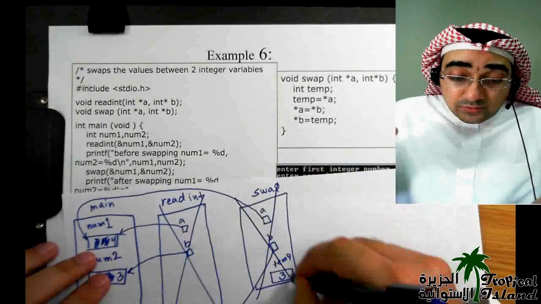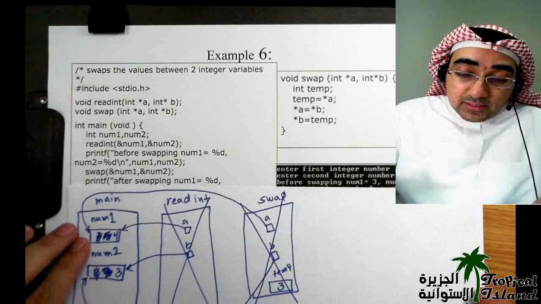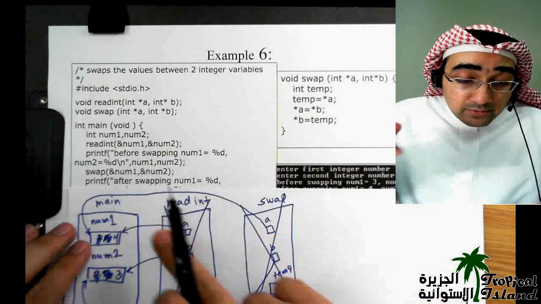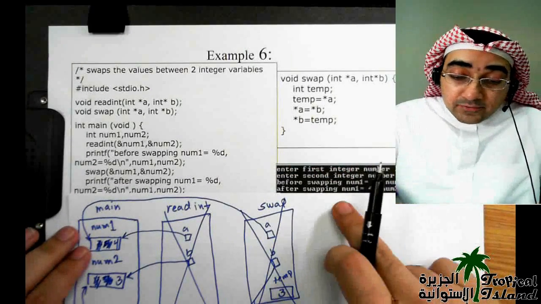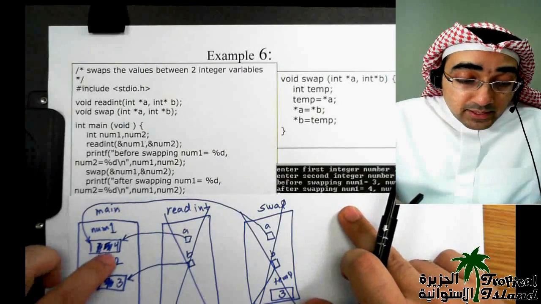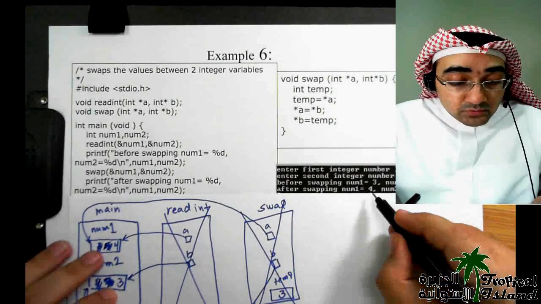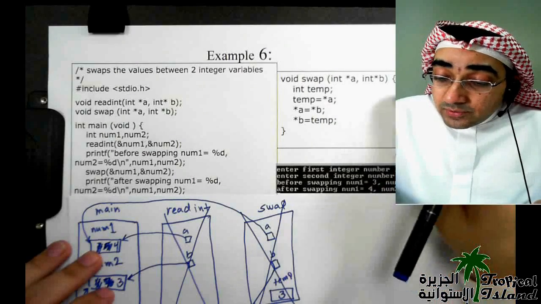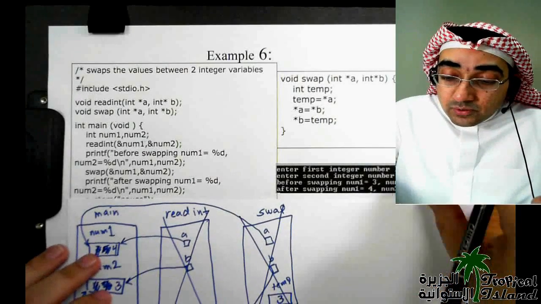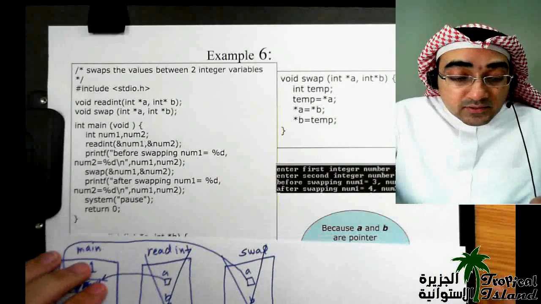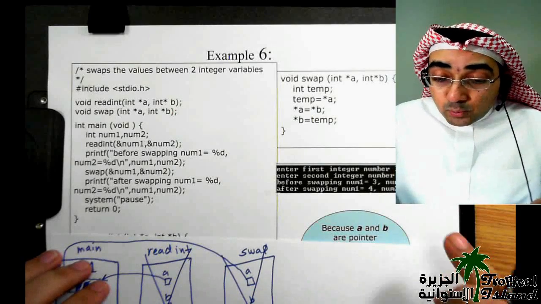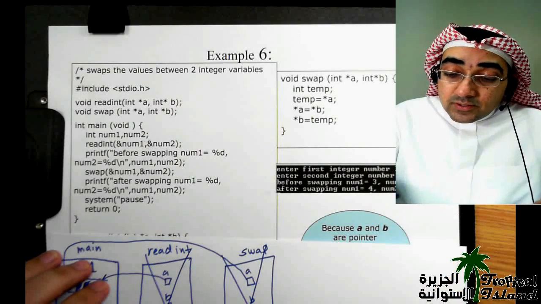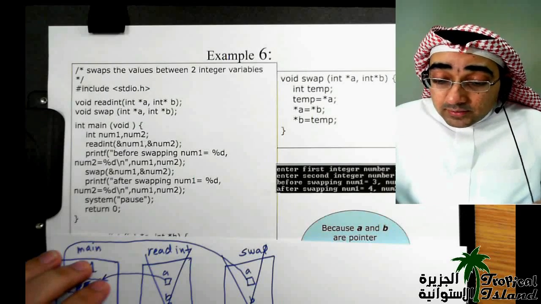When you finish this function, this is going to be deleted and temp is going to be deleted. When I come back over here, I will print after swapping. So after swapping, I have to print num1 and num2. num1 is 4 and num2 is 3. It was 3 and 4, and I actually swapped them. The function is doing what it's supposed to do, and that is the entire code that I have to show. So this is the output of swapping.